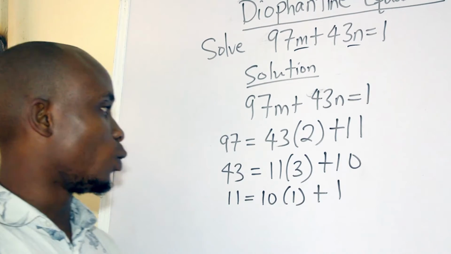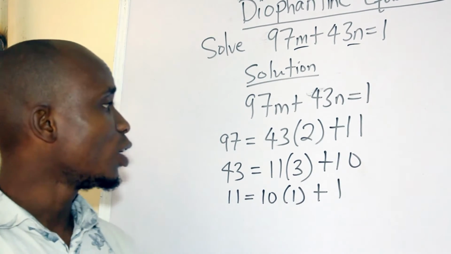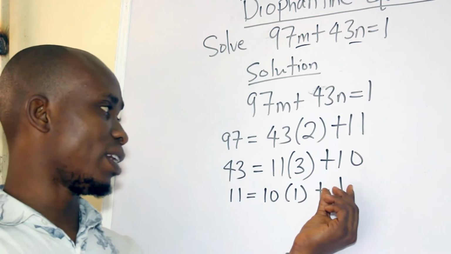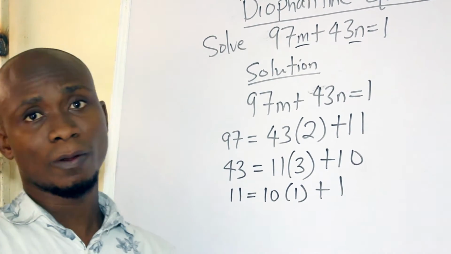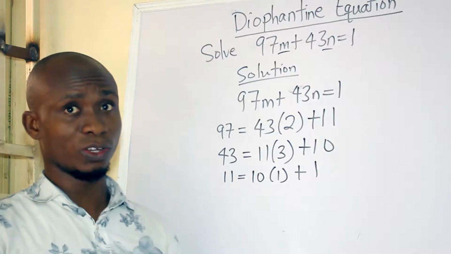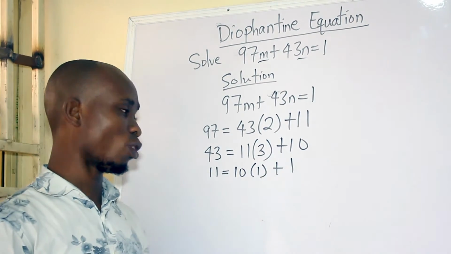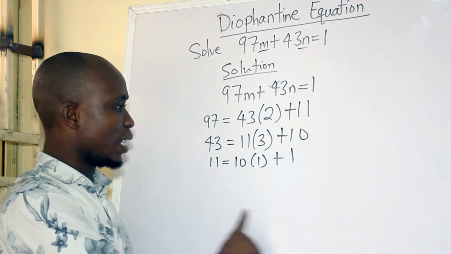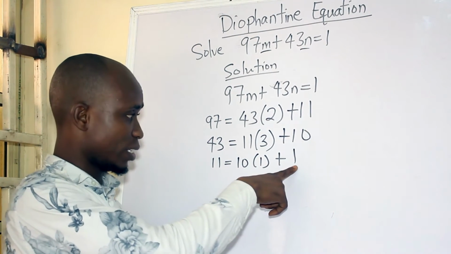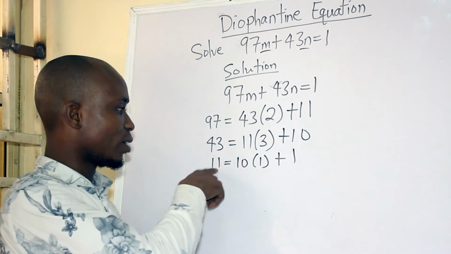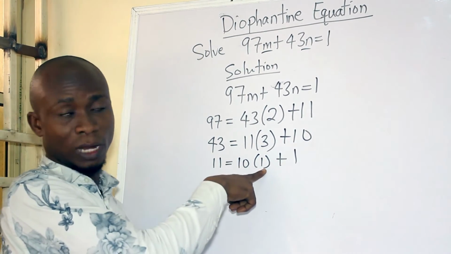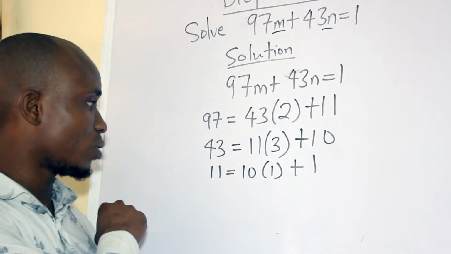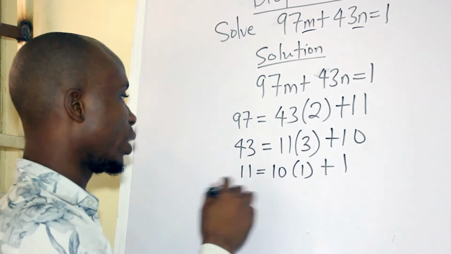Now, the next step to the solution of this equation is to solve for the remainders. Now, solving for the remainders is just applying basic principles and procedure in mathematics, making the remainder the subject. Now, if you look at this equation, when I make 1 the subject here, we're going to have 11 minus 10 multiplied by this, because I'm going to have 10 leaving this section. So this is what we have here.